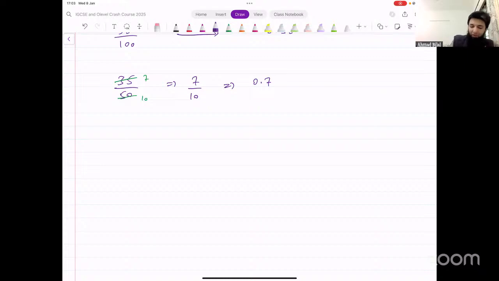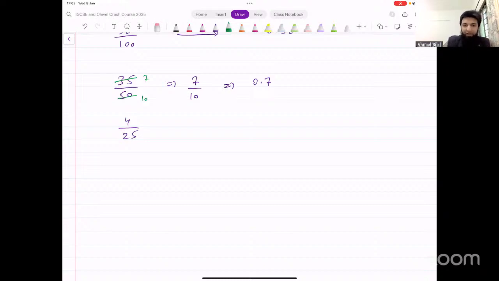What if we had something else? Let's say we had 4 over 25. Now we want to figure out what this number is, 4 over 25. How do we do this? This is 25 in the denominator. What do we want to convert it to? 10, 100, 1000, right? Something similar to those numbers.